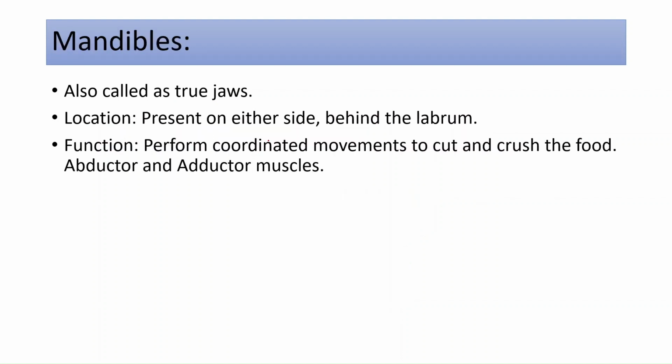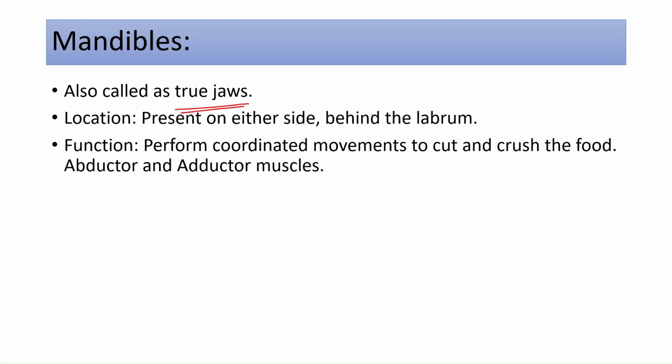The next part is the mandible. See, mandible is also called the true jaw. True jaw. The function of a jaw is to cut and crush the food. Okay. So there are two types of jaws present in the cockroach. One is the true jaw, which is the mandible, which is going to do the function of cutting and crushing the food. And there is also another jaw, which is the accessory jaw, which is going to help the mandible. Okay, so mandible is also called the true jaw.